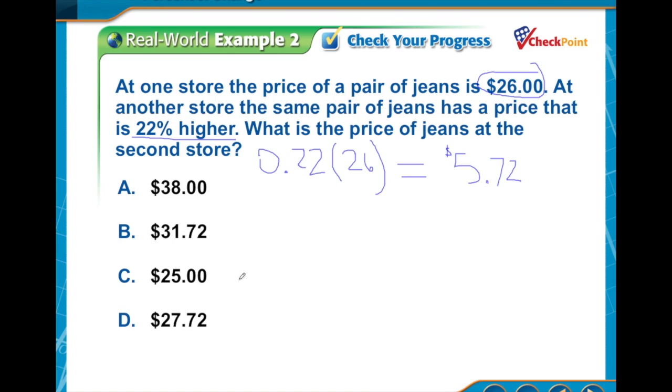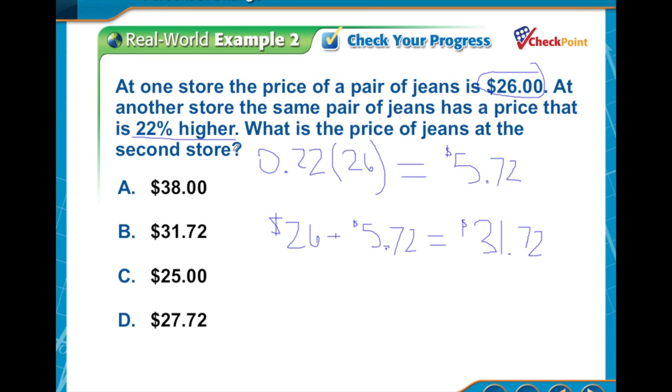So in other words, if we start with an original $26, and the other store charges $5.72 more, what is the price at this more expensive store for those same pair of jeans? Well, all we have to do is add these together. 26 plus 5.72. So our total should be $31.72. So there we see that answer.